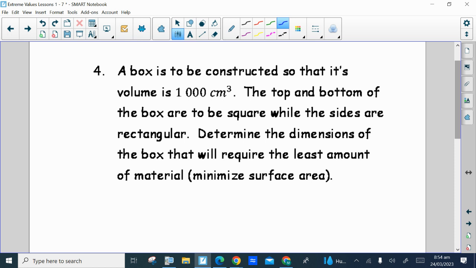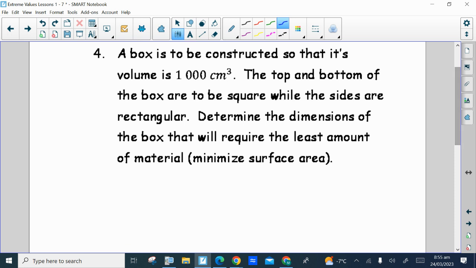So again, this is a practical problem, right? Because obviously, the more material it takes to construct a container, the more it costs the company to produce their product. So they want to minimize their costs. So in this case, they want to minimize the surface area, the amount of material that is used to construct the box.